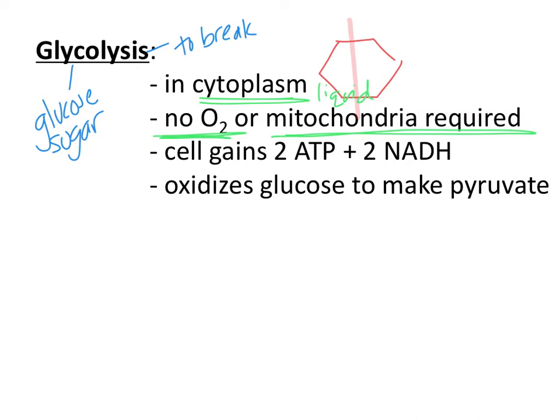During glycolysis, there's two main products, ATP. Yay, that's what we're hoping to make by breaking down sugar. The whole goal of cellular respiration is to make ATP, so that's good. And then we also make this new molecule called NADH, which you've probably never heard of before. But NADH is a high energy electron carrier.